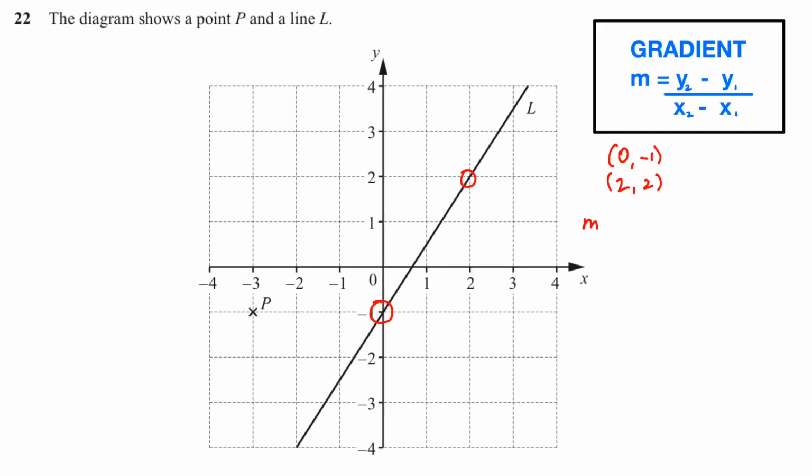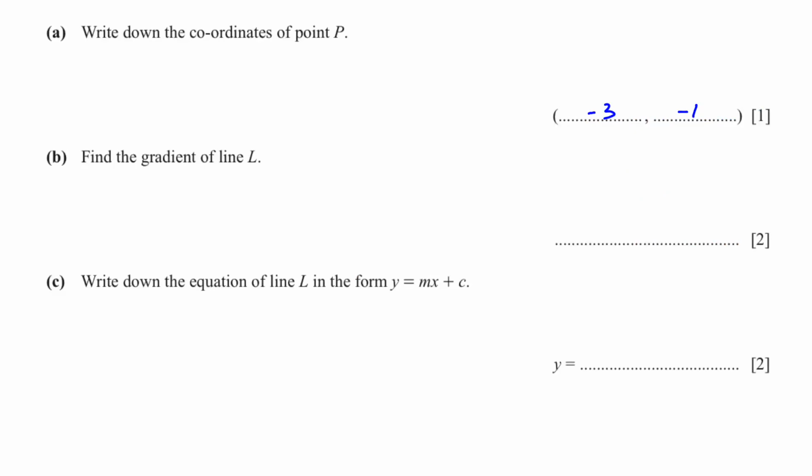Now to find the gradient, we subtract the y with y. So -1 minus 2, and then divide it by the subtraction of the x values. That is going to be 0 minus 2. And we will get the gradient as 1.5. Put the whole thing in the calculator together. No need to put the top and the bottom separately. So the gradient is 1.5.